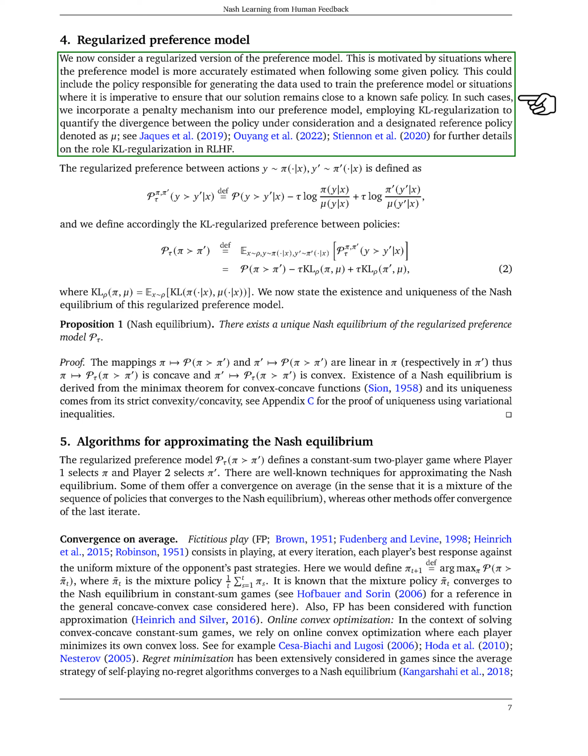The text states that this mixture policy tends to converge to a state known as the Nash equilibrium in constant sum games. The Nash equilibrium is a state of a game where no player can benefit by changing their strategy while the other players keep theirs unchanged. The text also mentions the use of online convex optimization in the context of solving convex-concave constant sum games. Here, each player aims to minimize their own convex loss.